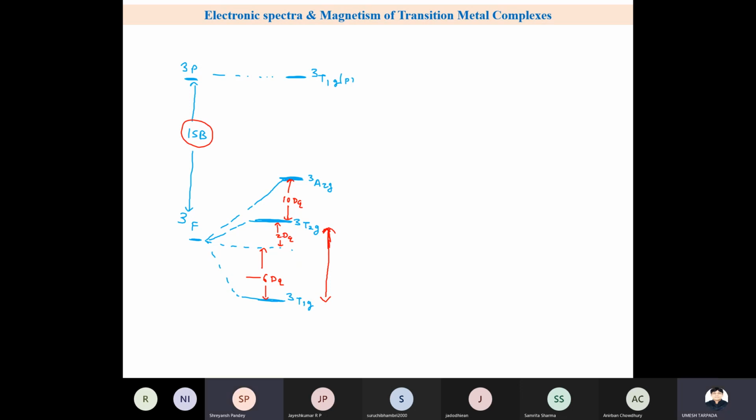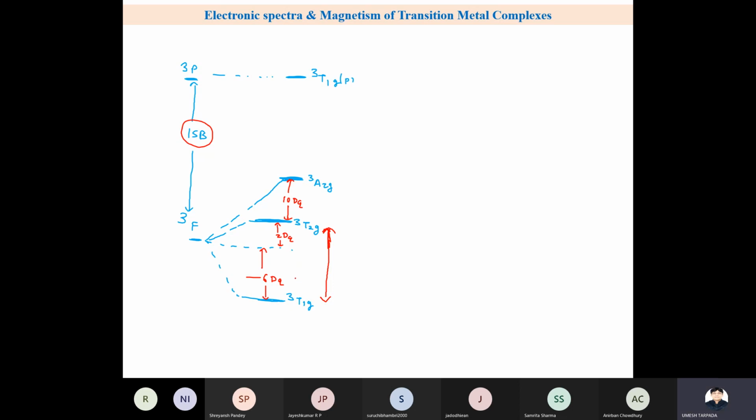This total is the distance. It is minus 6 dq from the barycenter, or plus dq from the barycenter, so how much distance will there be between these two? 8. Yes, your new one is 8 dq. So see, new one is an 8 dq value.